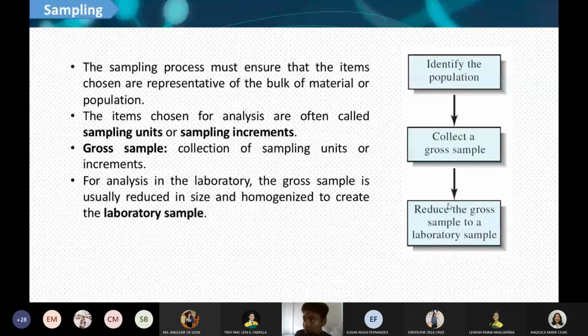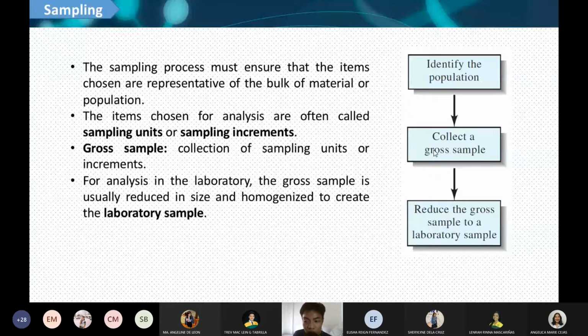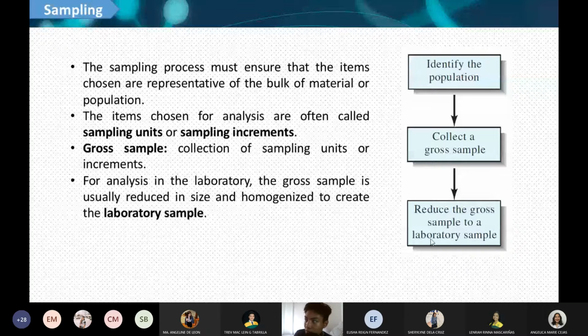So every step in analyzing a substance, it really gets reduced. We call that the sampling increments, okay? So the amounts of substance you work on in the lab keep changing. And for you to make the analysis more general, you have to make sure that your solution is homogenized. That way, whatever you read from the laboratory sample will represent the population, so you should make sure that your gross sample is homogenized.